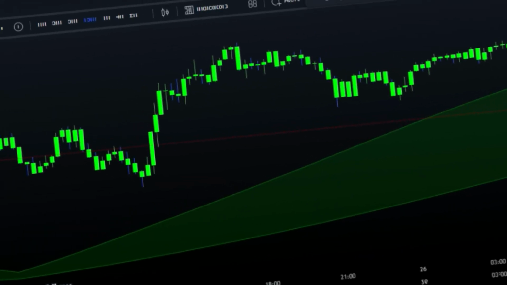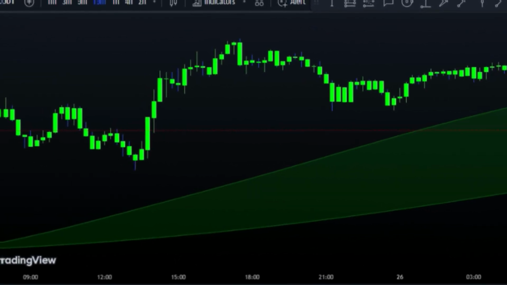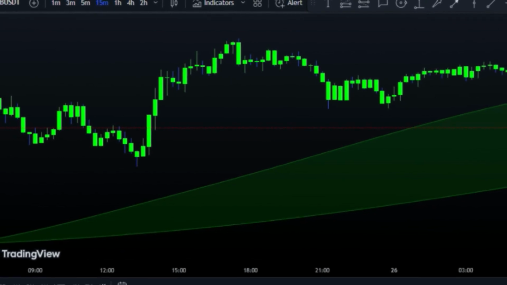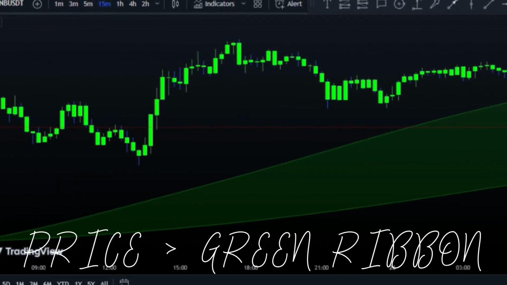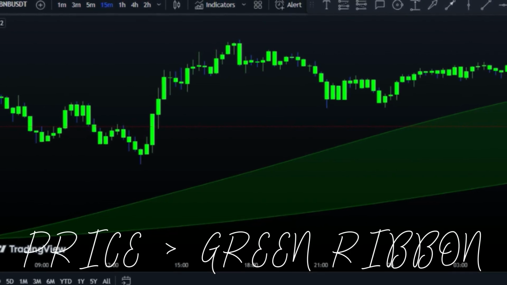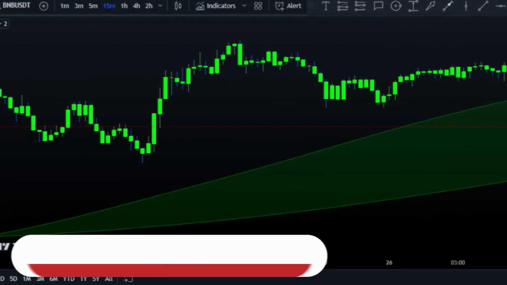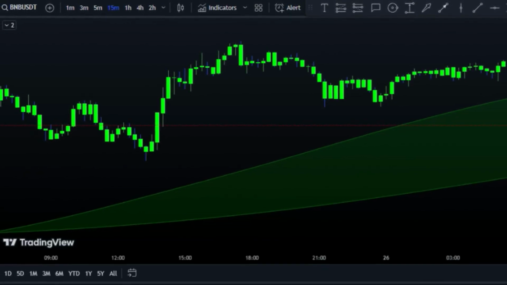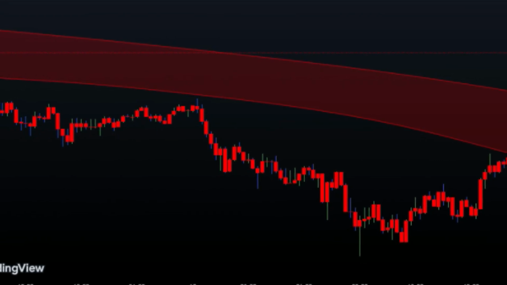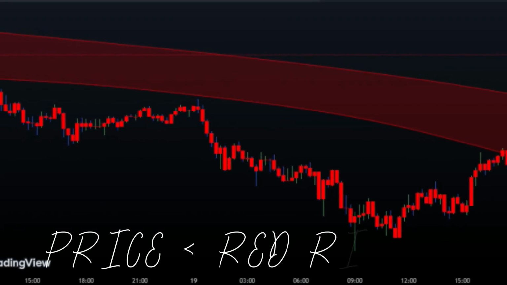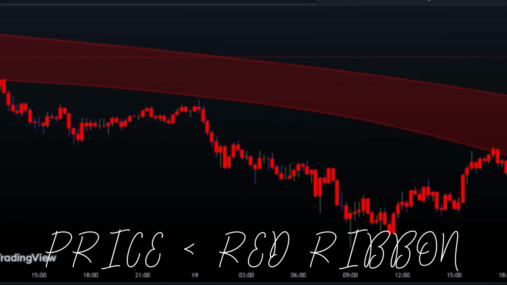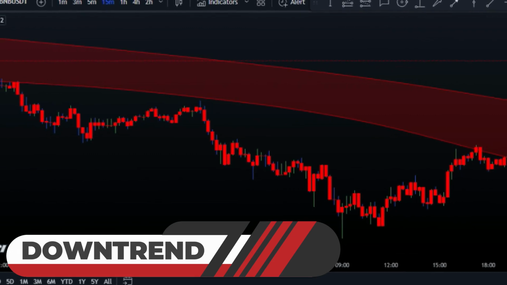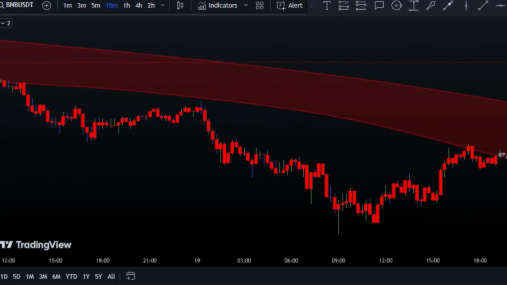This tool is basically a visual representation of the market trend, and it helps traders make decisions based on the current situation. When the price is above the green ribbon, it's like a green light telling you that the market is moving upward and it might be a good time to buy. This is what we call an uptrend. And on the other hand, if the price falls below the red ribbon, it serves as a warning sign that the market is experiencing a downtrend, meaning it could be better to sell or wait for a more favorable opportunity.